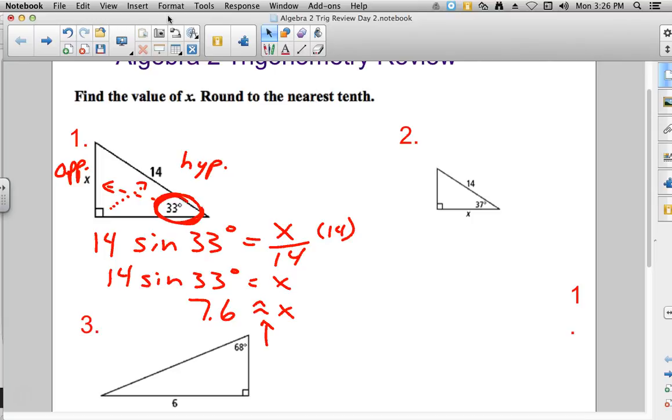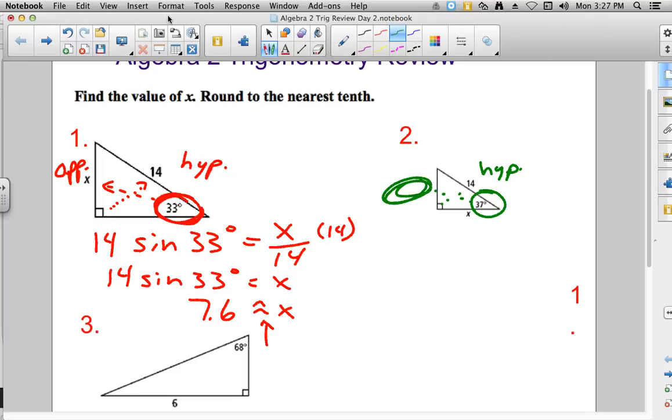Now I look at number 2 and I see that my angle is 37 degrees. So I already have my calculator in that degree mode, which is great. And then I need to put my labels on this triangle. Well, my 14 is my hypotenuse. It's opposite the right angle. But I'm not using that opposite side anymore, and that means I'm using an adjacent side, and adjacent means right next to. So the x is right next to the 37 degrees.